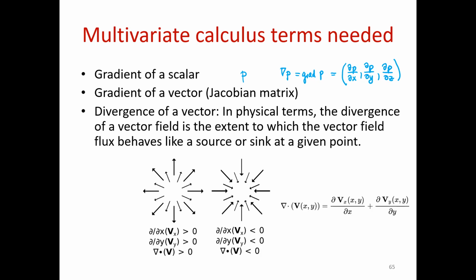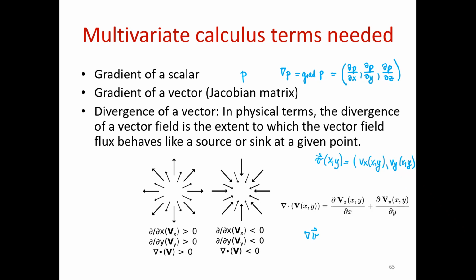So if I had a gradient of a vector function, now if I put a vector function, I'm going to write it in 2D. So let's say that my vector function v of xy has a vx component as well as a vy component. What is my gradient of v? How many values do I need?